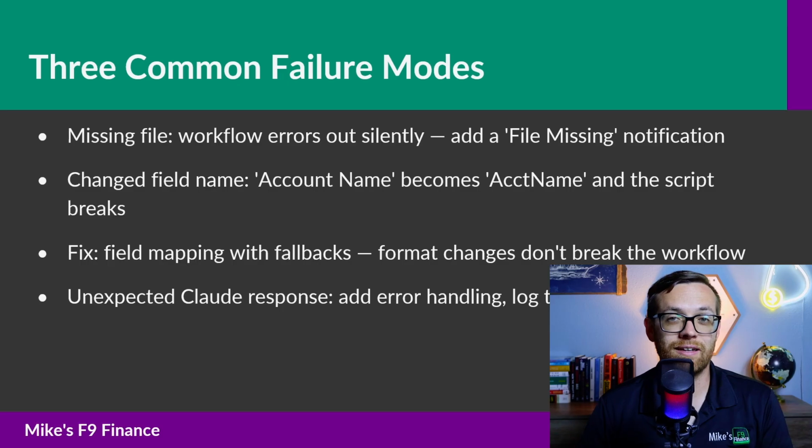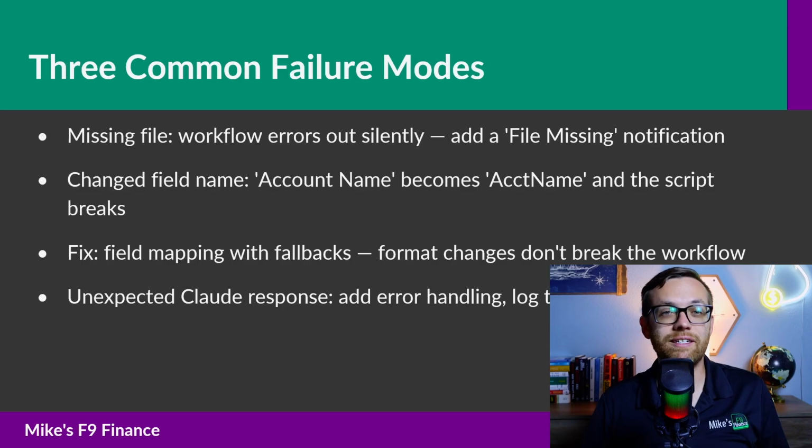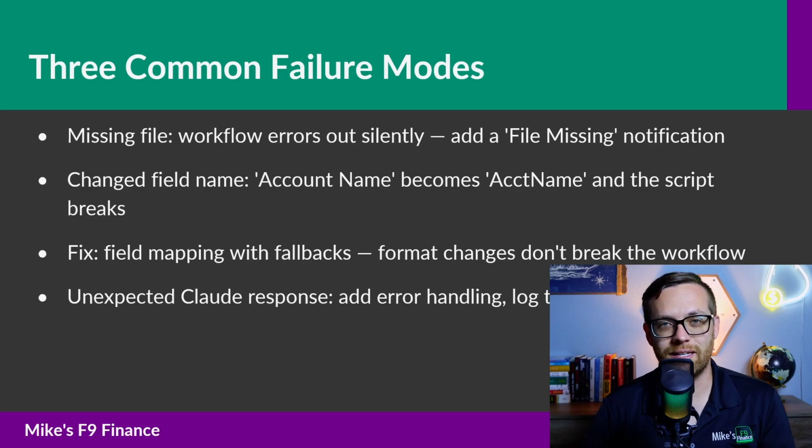Now, how about an unexpected Claude response? Well, Claude occasionally returns something slightly different than what you expected. Maybe it wrapped the JSON in extra text. Maybe it used different field names. If your workflow tries to parse a field that isn't there, it fails. Now, the fix here is to add error handling to the Claude response node. If the response doesn't match the expected structure, log the raw response and send a notification. This way you can see exactly what Claude returned and understand why the parsing failed.